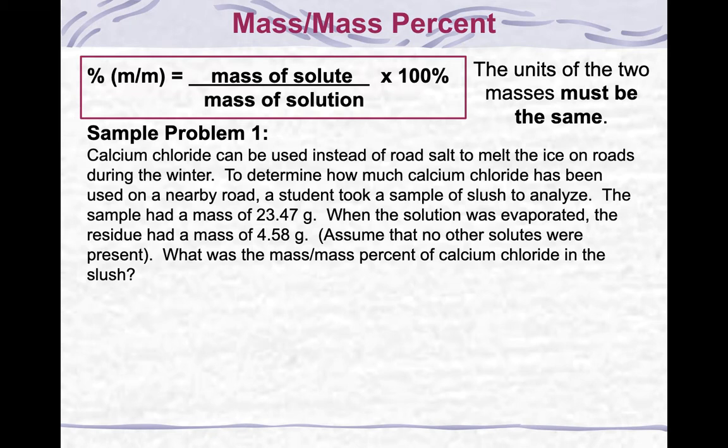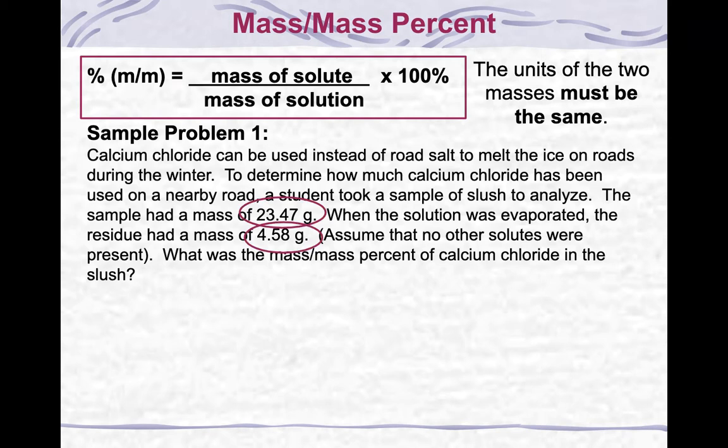Calcium chloride can be used instead of road salt to melt the ice on roads during the winter. To determine how much calcium chloride has been used on a nearby road, a student took a sample of slush to analyze. The sample had a mass of 23.47 grams. When the solution was evaporated, the residue had a mass of 4.58 grams. And we're going to assume that no other solutes were present, which is probably not realistic. We're going to assume that that mass is all calcium chloride. So what was the mass percent of calcium chloride in the slush?